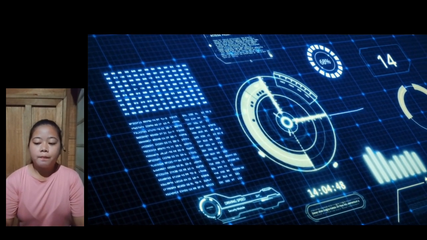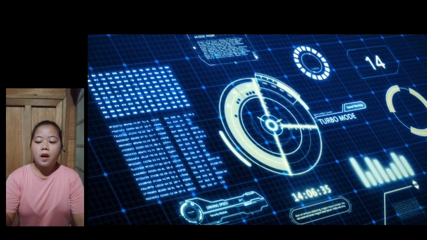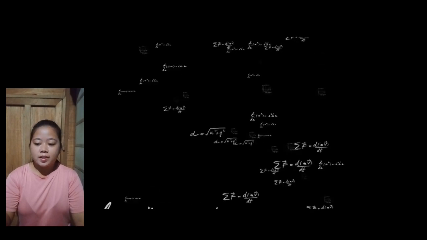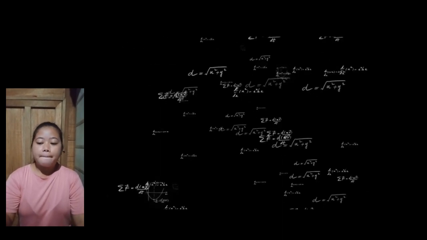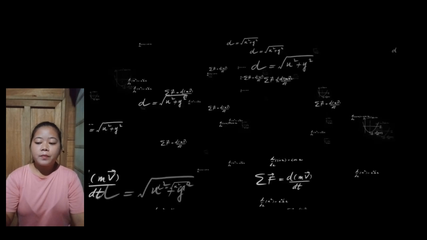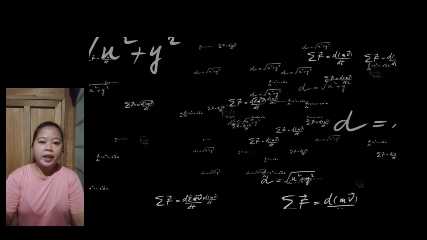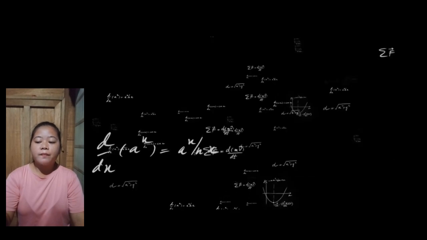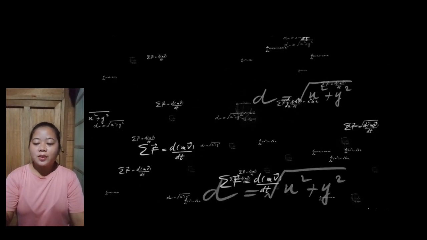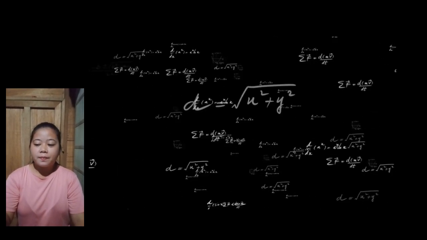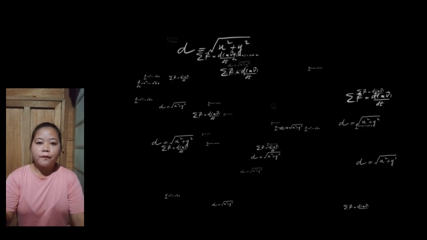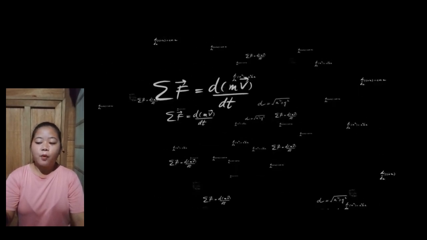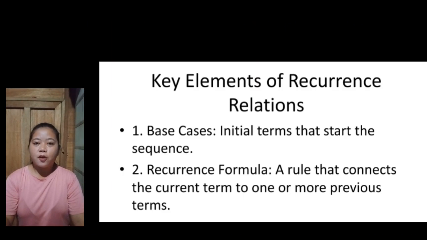For example, one of the most famous recurrence relations is the Fibonacci sequence. F_n equals F_(n-1) plus F_(n-2). This means that to find the value of the next term, you add the two previous terms. If you know the values of F_0 and F_1, then you can compute every term after that using this formula.